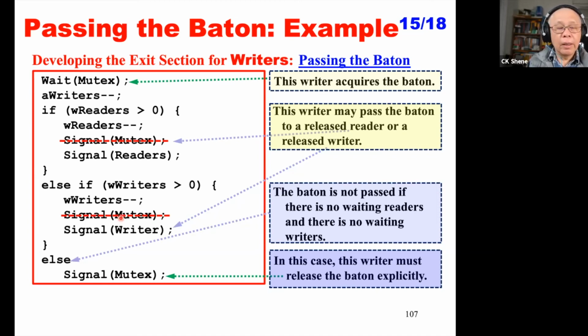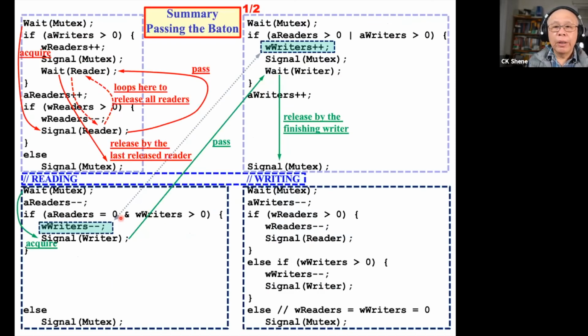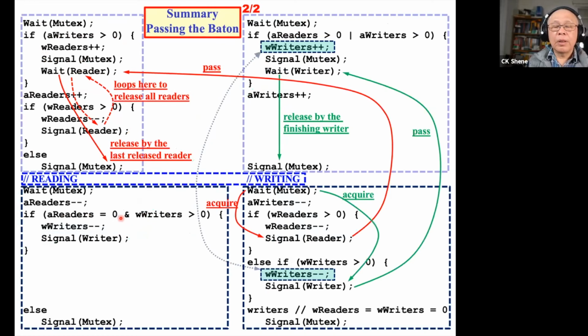So as you can see, we used several slides to explain the concept when we designed and developed the entry section for the readers. Once you know the logic behind that, all the remaining sections are pretty easy. So here we have a slide that summarizes all the possible baton passing, and this is the second one. So I hope after studying all of these slides, you go through these two slides again and make sure you understand all the baton passing patterns.